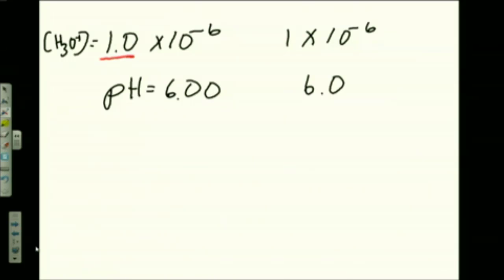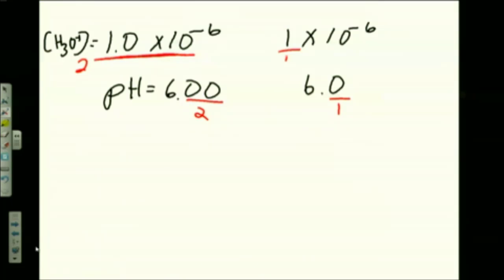Right here, how many sig figs do I have in this number right here? 2. Because it's always determined by the coefficient. The number of sig figs here tells me I get 2 here. So 2 decimal places. Okay? Not sig figs, but decimal places. Here I have 1. That means I get 1 decimal place.